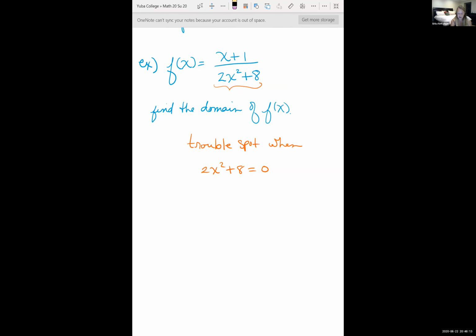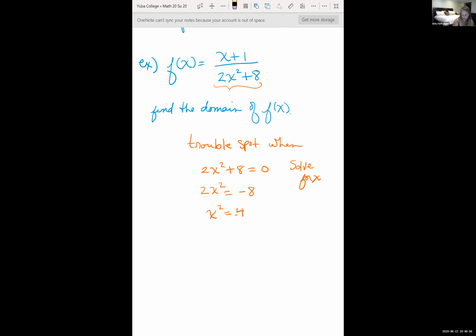So I have to determine, is there any value of x, real number, that if I plugged it back in here, that I would give you back 0 in the denominator. And so I can solve for x here. So if I subtract 8 on both sides of my equation, there's multiple ways I can do this. I'm going to use the square root method because I have a perfect square in here. I'm going to divide both sides by 2. So we get x squared is equal to negative 8 divided by 2 is negative 4.